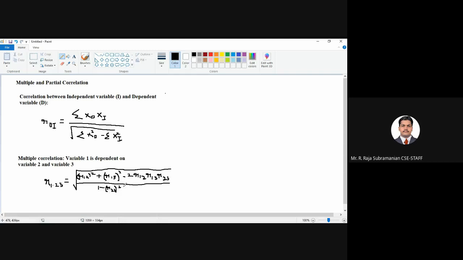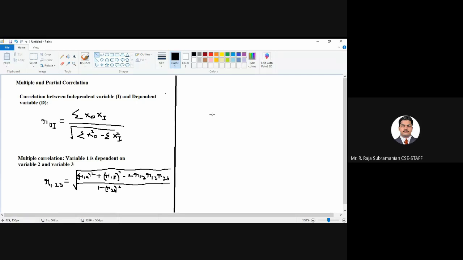What is that 1 minus R23 the whole square? R23 corresponds to the independent variable correlation, which we say should be as low as possible, because correlation between independent variables should be as low as possible. So I have 1 minus R23 squared. The R12 and R13 correlation should be present in the numerator. Ultimately, I'm normalizing the entire parameter. So this is the formula for a single variable dependent on more than one independent variable. Based on this, we'll be solving some problems.